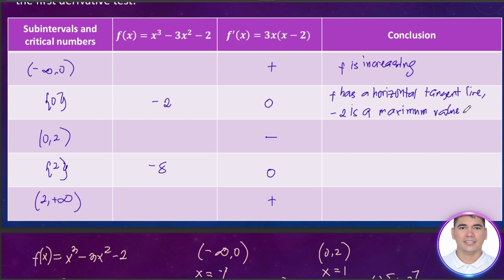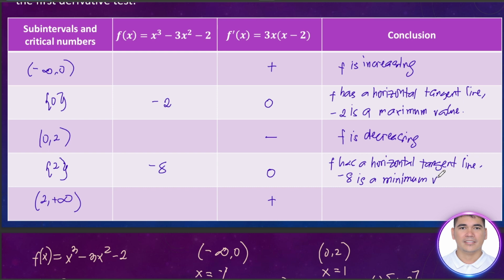And then, for the next one, since this is negative, f is decreasing. Then, since this is 0 again, f has a horizontal tangent line. Then, negative 8 is a minimum value. And the last one is positive, so f is increasing.